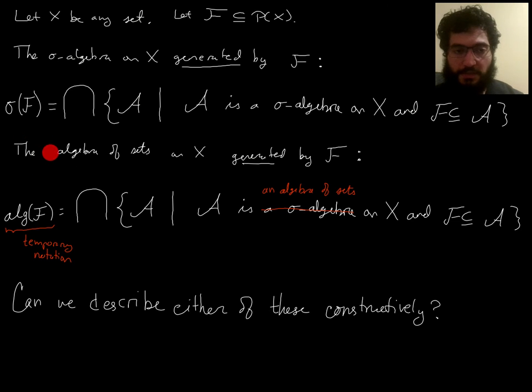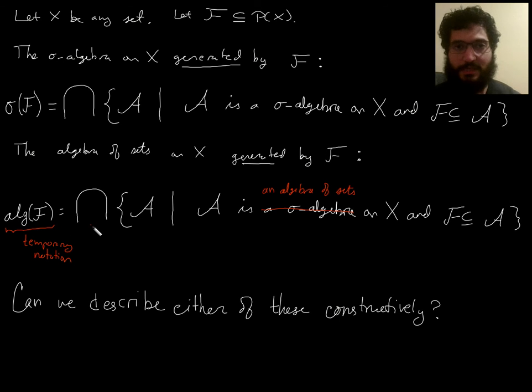Now, one thing that is in your reading but that I did not define in the lecture is there's also the idea of an algebra of sets on X generated by F, without the word sigma. There's no official notation for that I found, but we can just temporarily use this notation just for this discussion. Instead of sigma of F, let's call it alg of F. And same idea. You can express it as the intersection of all algebras of sets on X that contain F, or you can describe it as the unique smallest algebra of sets on X that contains F.